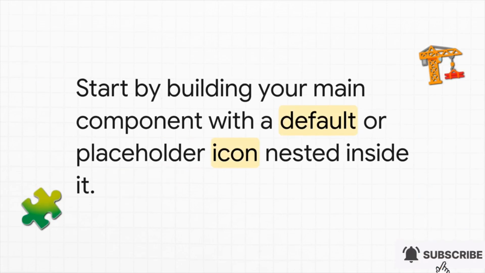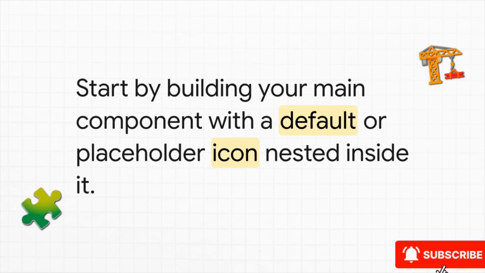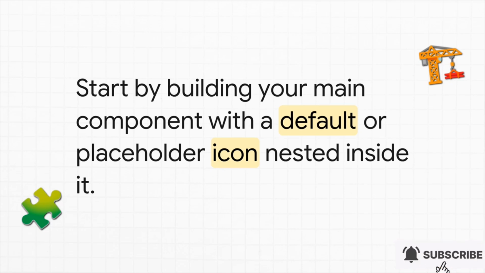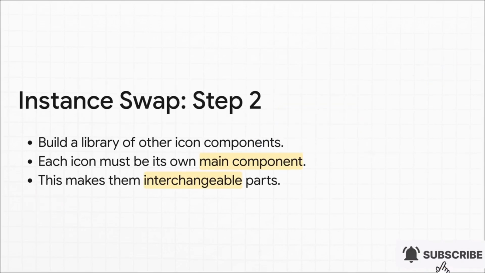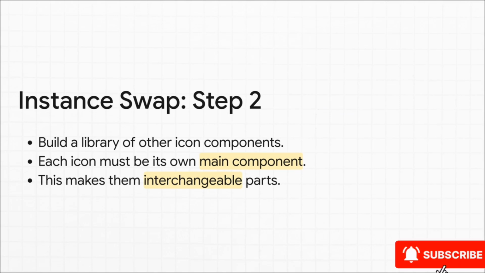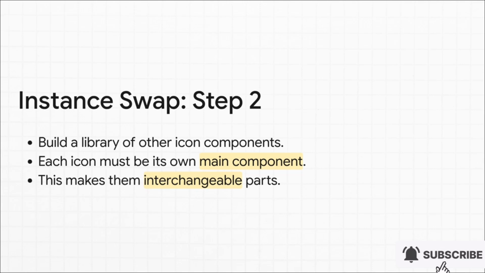All right, next is the instance swap property. This one is a total game changer, especially for anything with icons. So the way it works is you start by building your button, and you put a default or maybe just a placeholder icon component right inside it. Now over on the side, you have your whole library of icons you can use. A profile icon, a settings icon, you get the idea. And here's the crucial part. Every single one of those icons has to be its own main component.